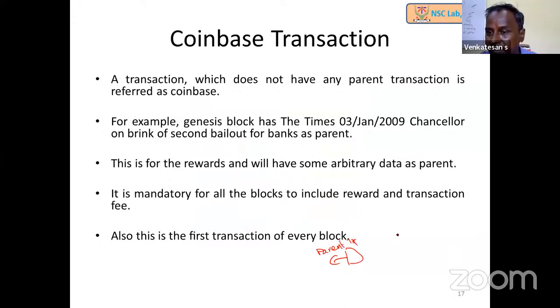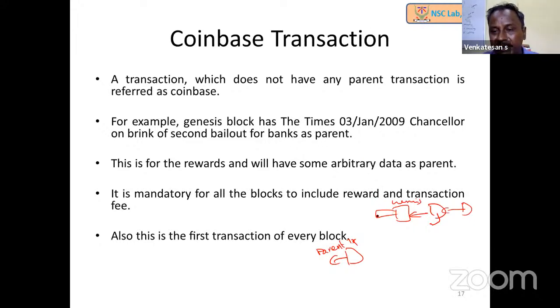But if we see the very first block, which is considered the genesis block, the next block has the genesis block as its parent. But the genesis block itself does not have a parent. So what will be in that field, that hash? They have taken a certain message, and that is considered the value. For that, the hash is computed, and that hash is present in the genesis block as a parent.